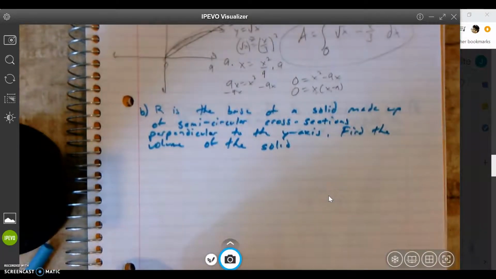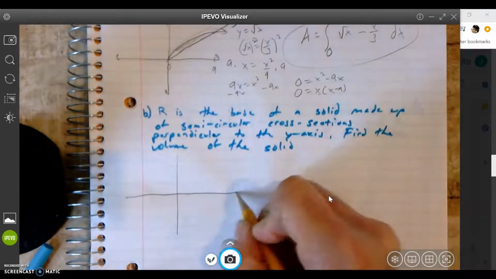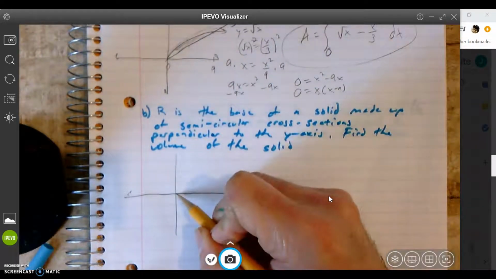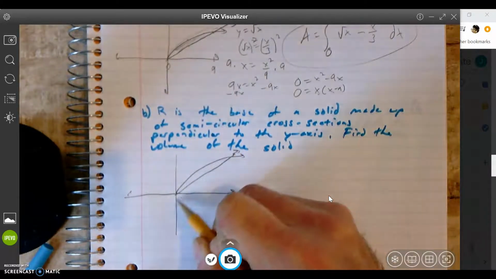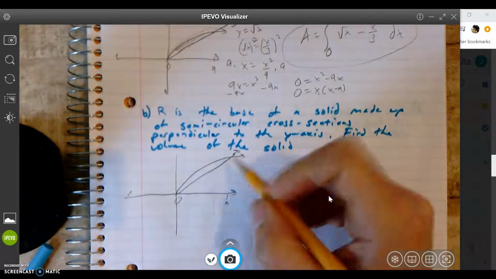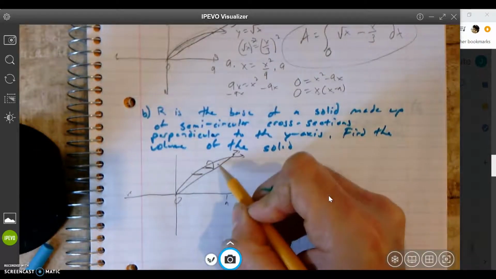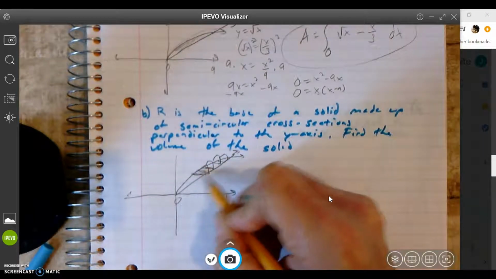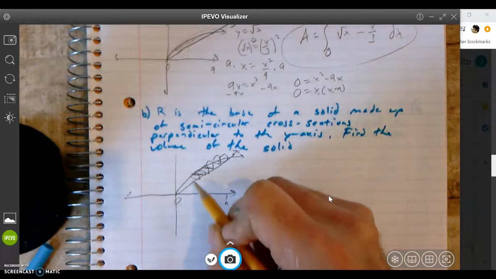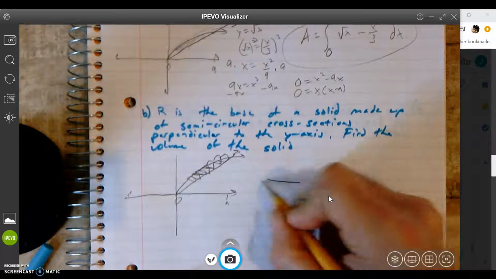R is the base of the solid made up of semicircular cross-sections perpendicular to the y-axis. Find the volume of the solid. Okay, picture, picture, picture, so we can draw a little shorter version now. There we go. So this is 0, this is 9. And perpendicular to the y-axis is here. So coming out of here are all these semicircular cross-sections, like this. Okay? Infinite amount. So let's get a slice going.